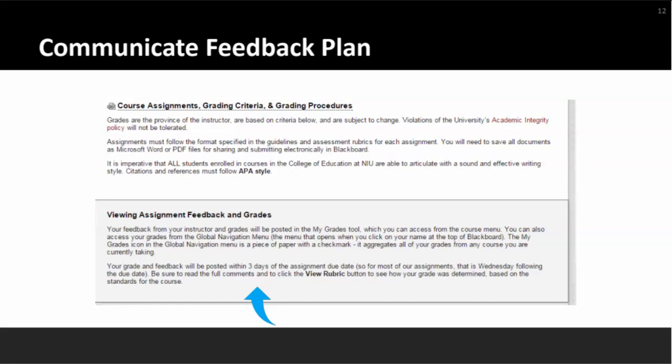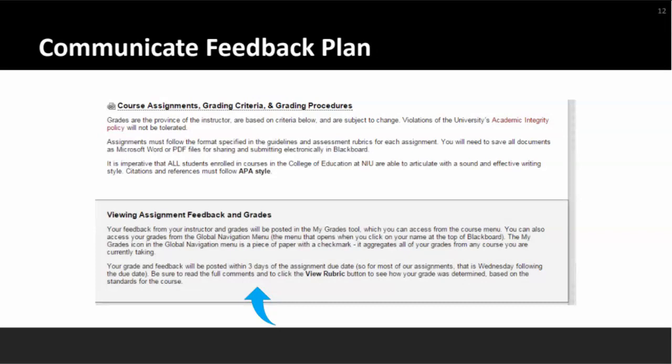So you can explain in there, grades are the province of the instructor. There's criteria in here that I give you. You can put the academic integrity policy if you want. That tends to be in the syllabus. Sometimes you integrate it in different parts of the course, just to make sure. If it's something really important, you can put it in more than one place.